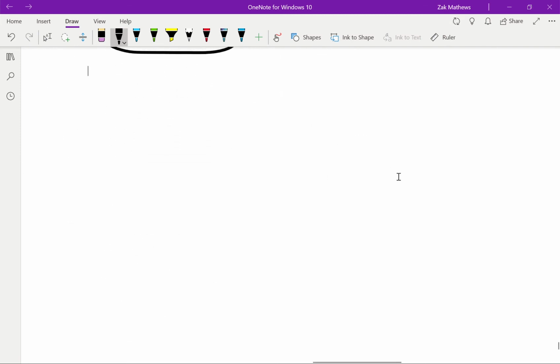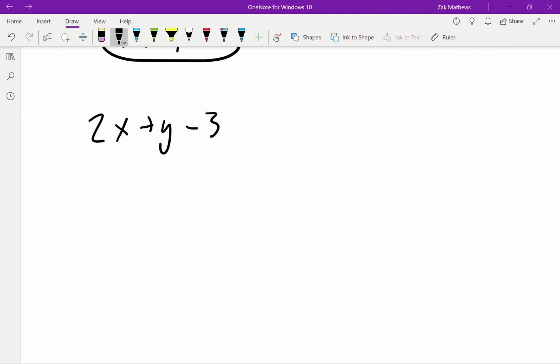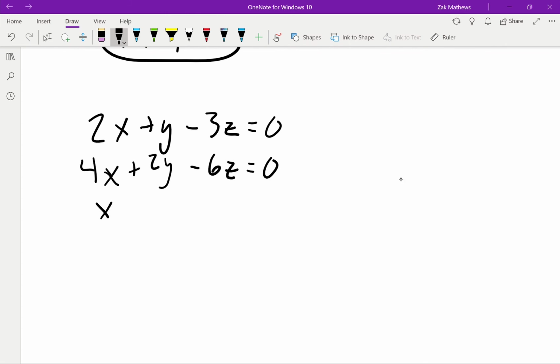Let's take the equations 2x plus y minus 3z equals 0, 4x plus 2y minus 6z is equal to 0, x minus y plus z is equal to 0. So again, here I have options. I think the x's wouldn't be terrible. The y's also wouldn't be terrible. We have a 1z, so the z's wouldn't be terrible, because we have coefficients of 1 on all of those.